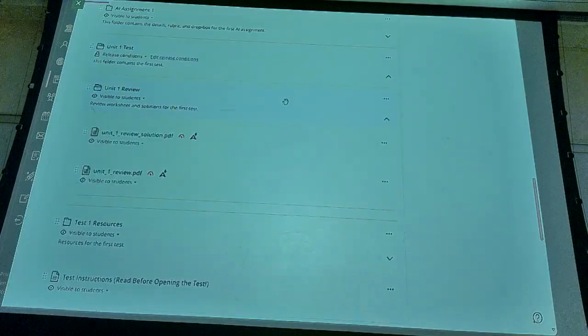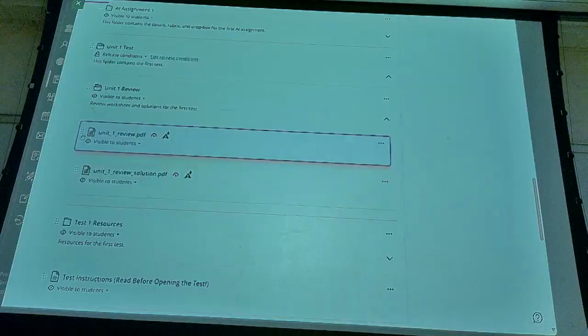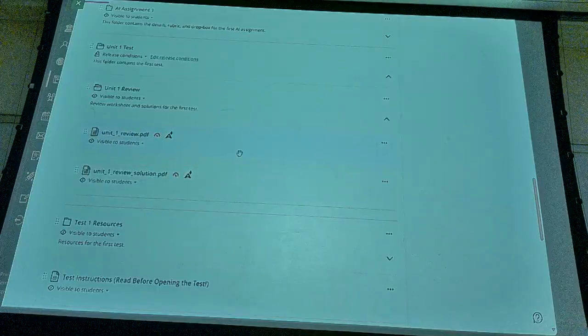So I did provide a review, except why are you not first? Now you're first. So the review sheet along with its solutions. I would recommend you look over that review sheet. It's going to give you a really good idea of what's on the test. I had the review sheet generated from the test.